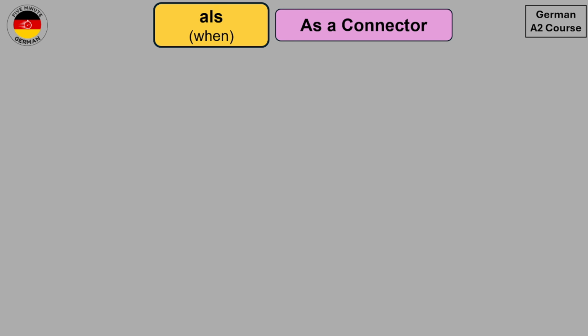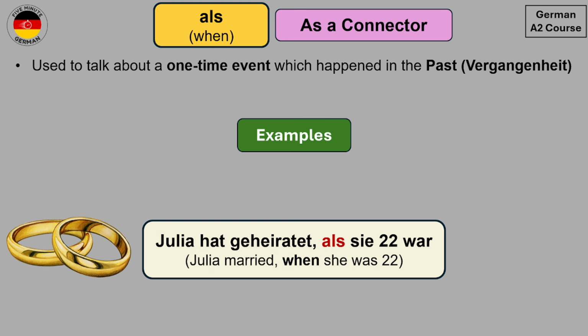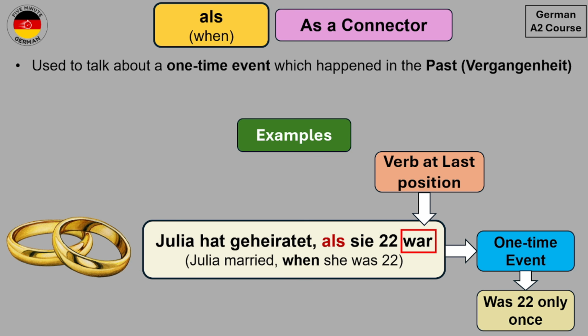Now als as a connector is used to talk about a one-time event which happened in the past, which is die Vergangenheit in German. So let's understand this with an example. So I have the sentence Julia hat geheiratet, als sie 22 war. Julia married when she was 22 or 22 years old. Now this sentence describes a one-time event which happened in the past, because Julia was 22 only once, and that's why we have used als. And you see that als also shifts the verb to the last position.